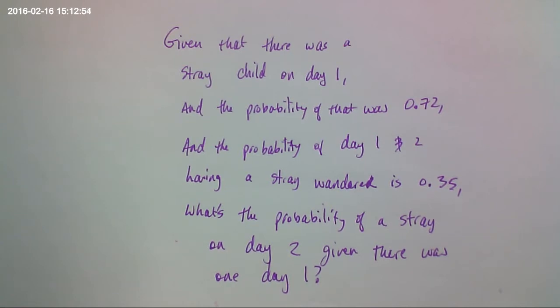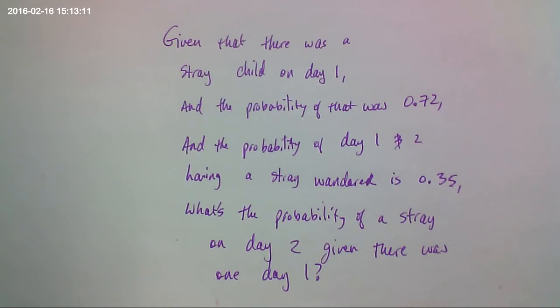All right, so let me see if I can say this a little more clearly, okay? The probability that there's a stray kid in the hall on day one is 0.72. The probability that there was a kid in the hall on day one and day two combined is 0.35. So, given that there was a child on day one, what's the probability there's also a child on day two?